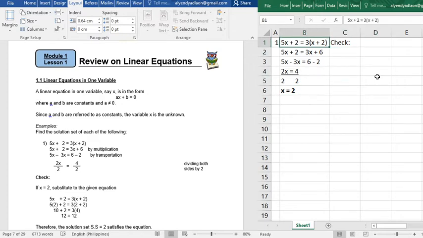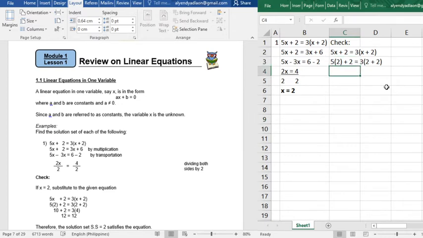Now let us copy our equation. We have 5x plus 2 equals 3 times (x plus 2). We just have to substitute x by our solution set, which is 2. So 5 times 2 plus 2 equals 3 times (2 plus 2). And as you can see, our x is now substituted by the value 2.